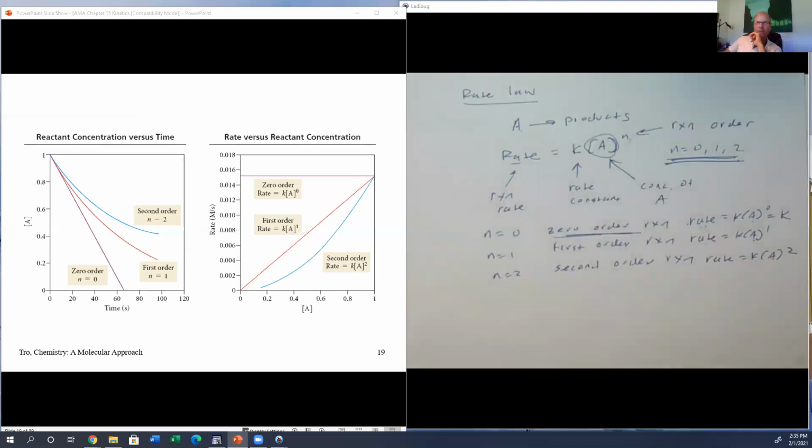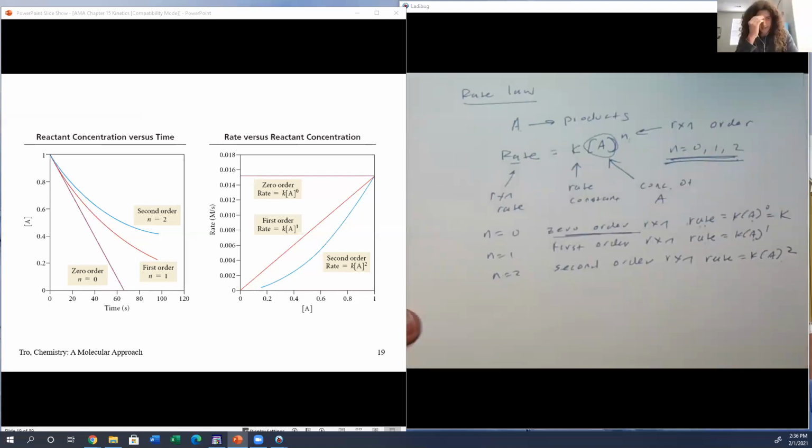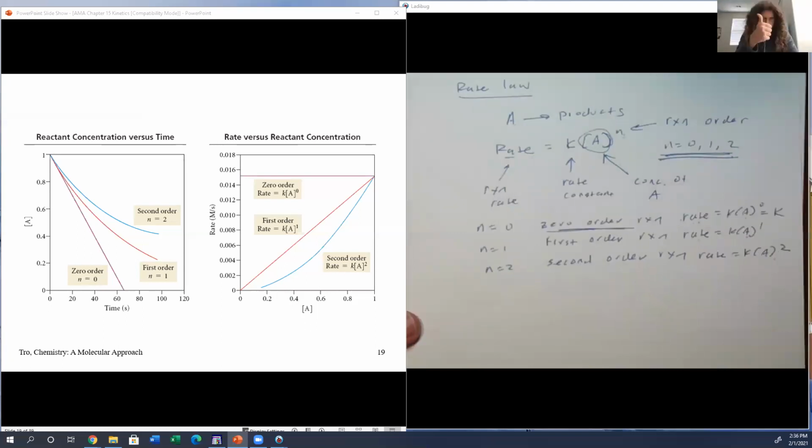Who had their hand raised? Sorry, was that you, Taylor? Yeah. Is a good way to think of the second order like a parabola? Yes. Parabola. Exactly right. Because the rate is equal to k[A] squared, which is a parabola. You're exactly right. Okay. Very good.